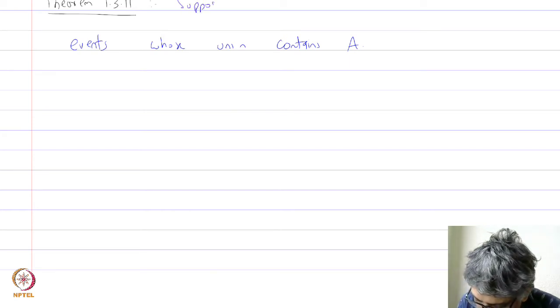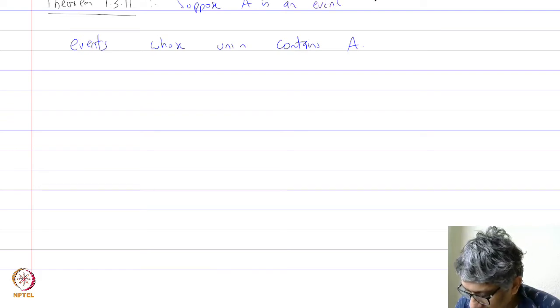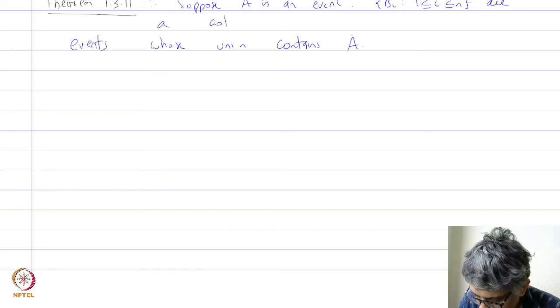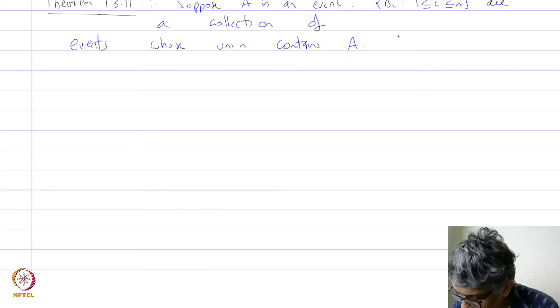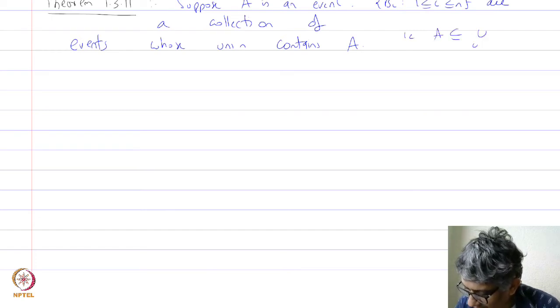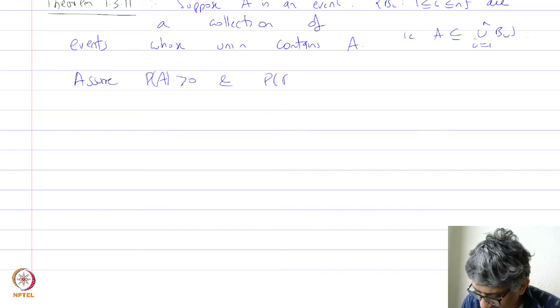Suppose A is an event and Bi, for 1 less than or equal to i less than or equal to n, are a collection of events whose union contains A. That is, A is contained in the union over i equal to 1 to n of Bi. Let's assume the probability of A is positive and the probabilities of the Bi are positive.